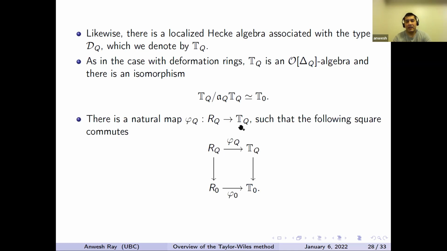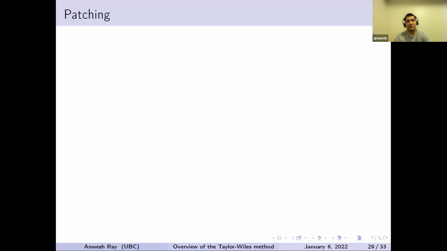And finally, by the universal property, there's a map relating R sub Q and T sub Q. It's called this map phi of Q. And so this diagram actually commutes. So the point is that we not only get this map down here, but we get another map up here for every choice of Q. And the idea is to try and show that these maps phi sub Q are isomorphisms after we pass through some kind of inverse limit. So this is where patching comes in.